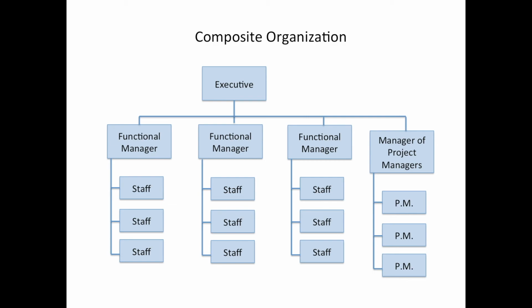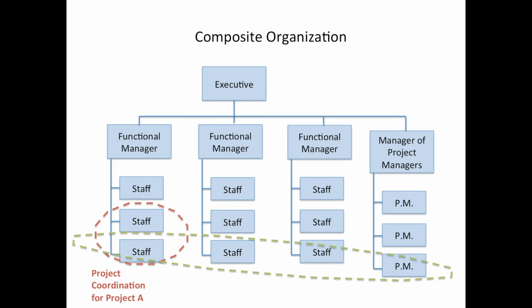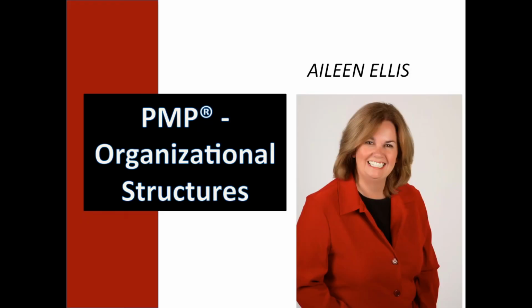Now we see a composite organization. A composite organization often will have one or more of the structures we've already described. You can see here we have project coordination for Project A in red, and here project coordination for Project B in green. The composite organization takes on characteristics of multiple structures at the same time.